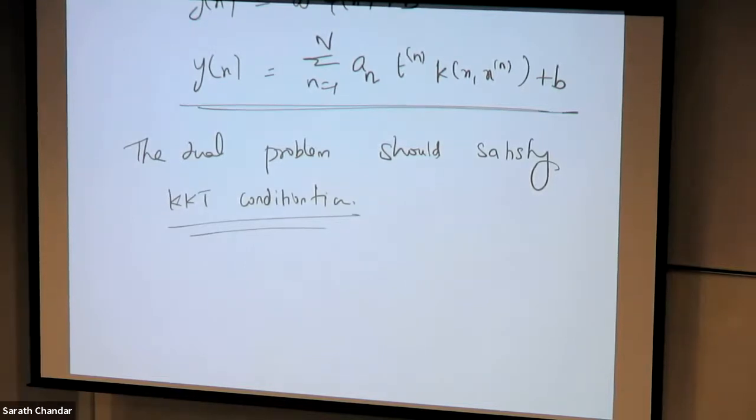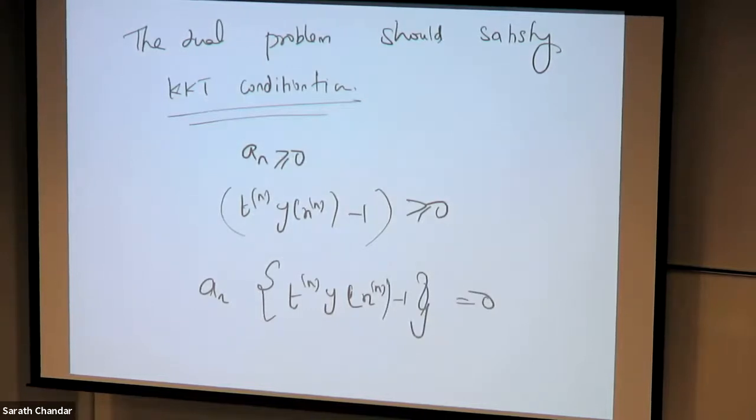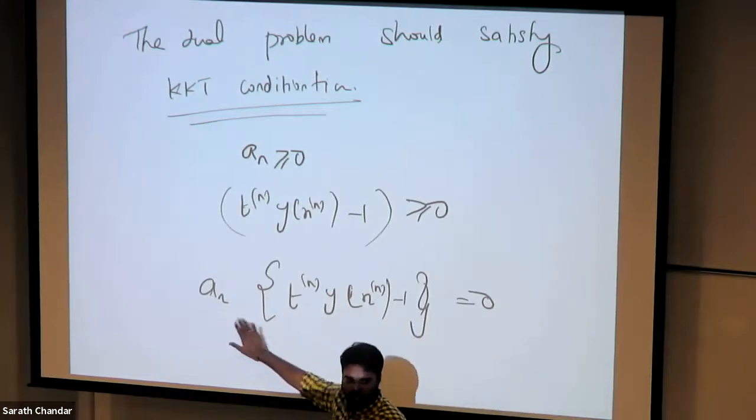The conditions are: a_n should always be greater than or equal to 0. We have already seen that. And t_n y(x_n) minus 1 should be greater than or equal to 0. This is also given from the objective function, nothing fancy. But what is a little bit non-trivial here is that the multiplication of these two things should be equal to 0. So a_n multiplied by t_n y(x_n) minus 1 should be equal to 0. What does this mean? This has a huge implication. This just means that for every data point, either a_n is equal to 0 or this term is equal to 0.